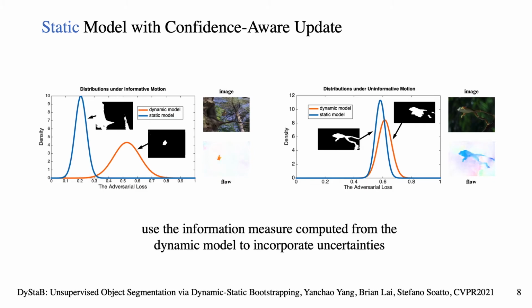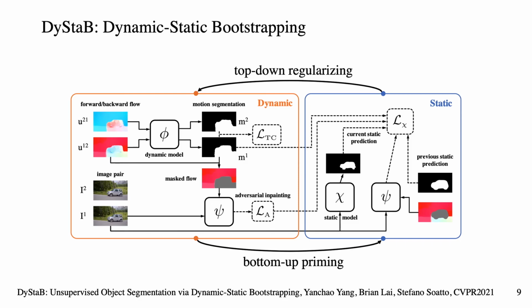The key to the success of the static model is to account for the uncertainty of the motion mask using the information measure computed during detection. For example, when the motion segmentation is much more confident than the prediction of the static one, as shown on the left, the static model will be bootstrapped with the motion mask. However, both models will have similar confidence when the motion field is noisy, as shown in the right figure. In this case, the update of the static model will be conservative. Once the static model is updated, it will be used as a top-down object prior to improve the bottom-up motion segmentation, thus forming the feedback loop.